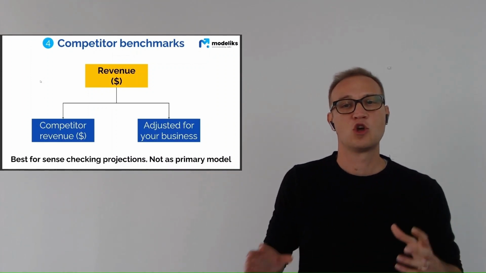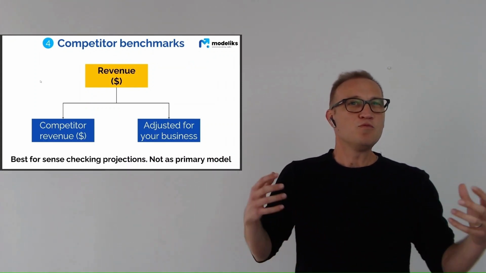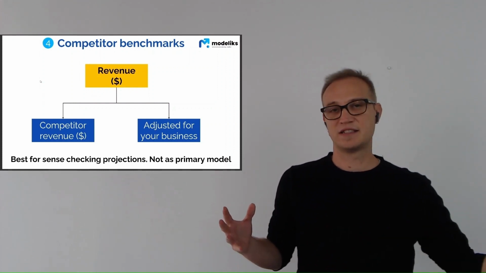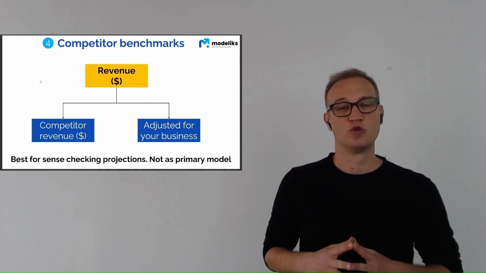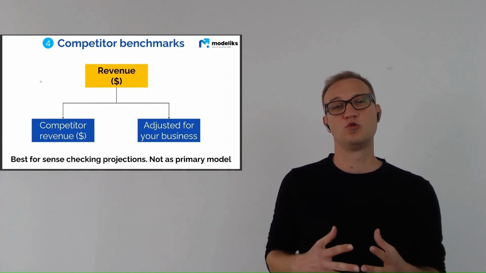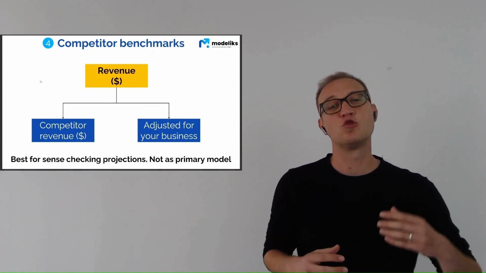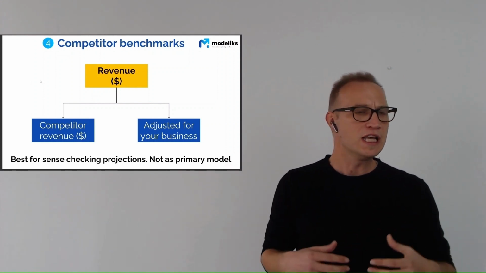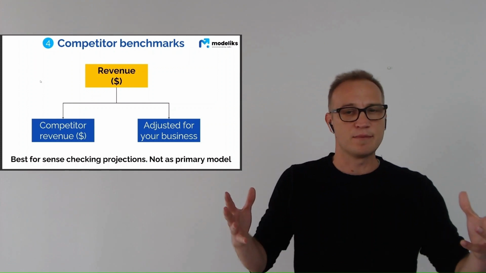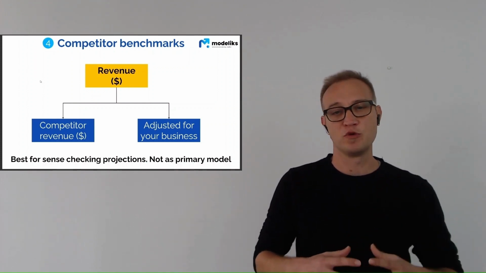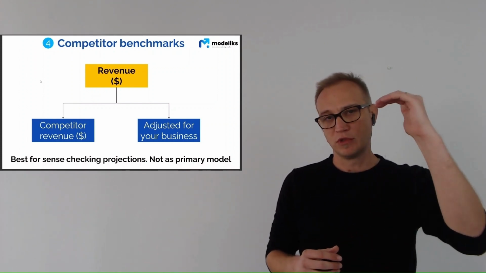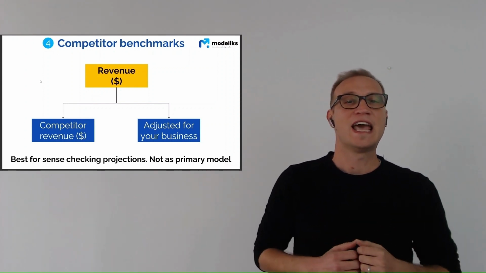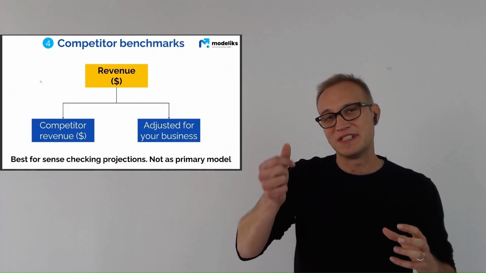Method number 4, competitor benchmarks. Let's assume you're a new restaurant again, and you don't have past data. You're not sure how much revenue you can generate. What you can do in order to forecast your revenue for your new restaurant is to compare how much revenue a similar restaurant in your area is generating. So let's say there is a similar restaurant with 20 tables which generates $1 million of revenue per year. You would say, well, $1 million is my revenue target based on the competitor benchmark, and then you would adjust that number based on the specifics of your business.